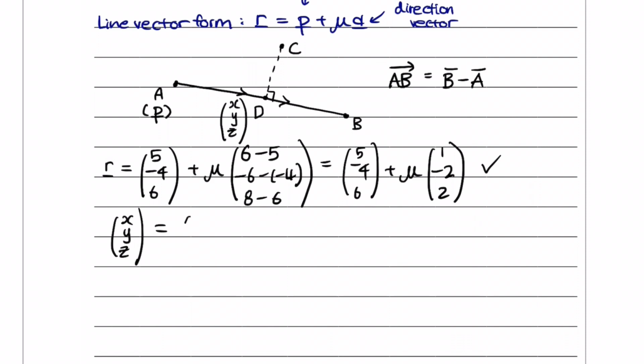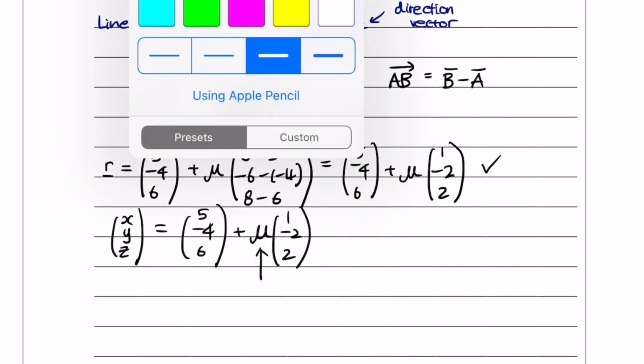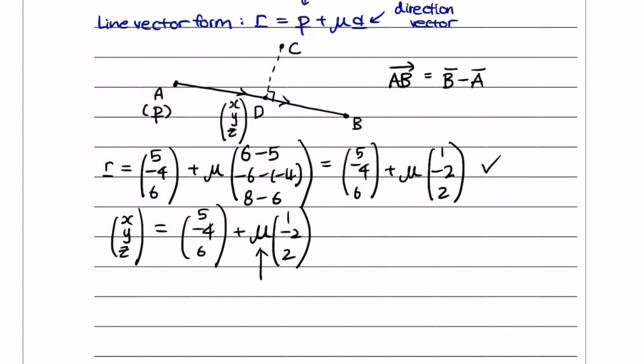Then (x, y, z) should be equal to (5, -4, 6) plus mu (1, -2, 2). And we're not sure what mu is, because mu can be any number like 0, 1. If it is 0, it should be just A here. If it is 1, it goes more here. 2, it goes more there, and so on. So if you combine these two brackets, it becomes this.